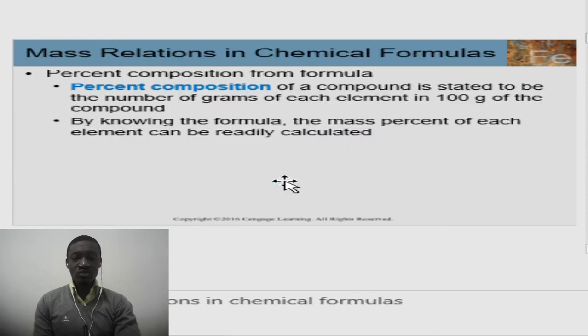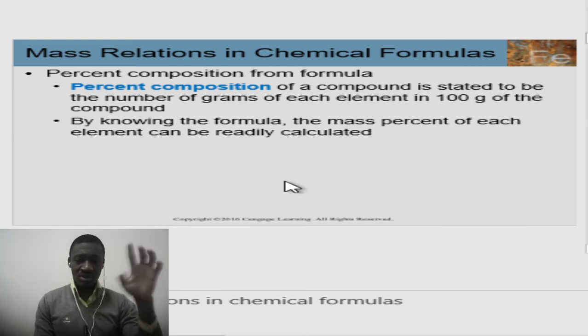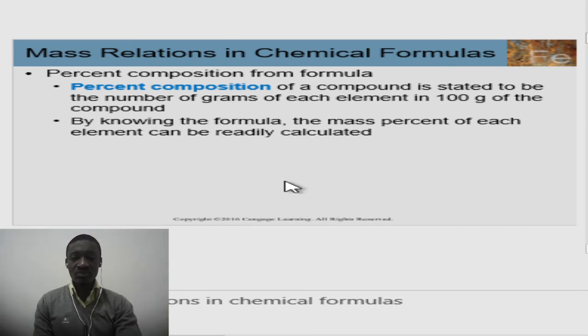Then we quickly move to the mass relations in chemical formula. Notice that if you have the previous slides, we jump those topics because they are not going to be treated. That's the molarity. You're not going to have questions from there, so don't bother. Just keep to your mass relations in chemical formula.